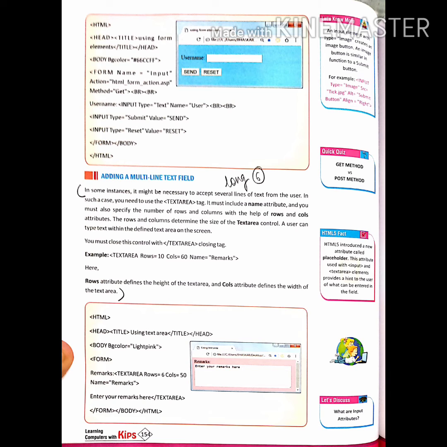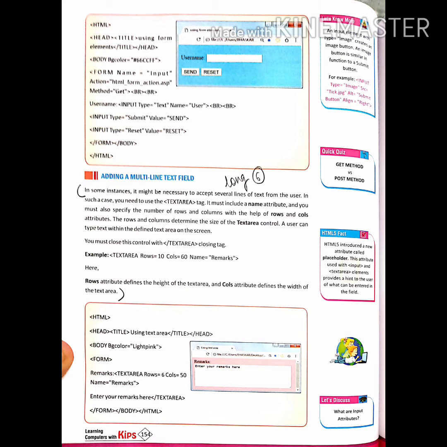Adding a multi-line text field. In some instances, it might be necessary to accept several lines of text from the user. In such a case, we need to use the textarea tag. It must include a name attribute, and you must also specify the number of rows and columns with the help of the rows and columns attributes.